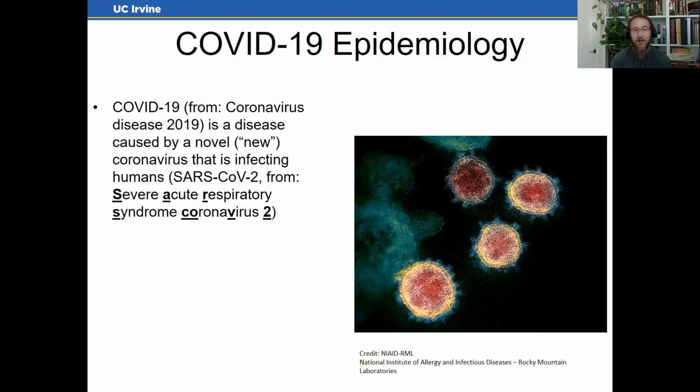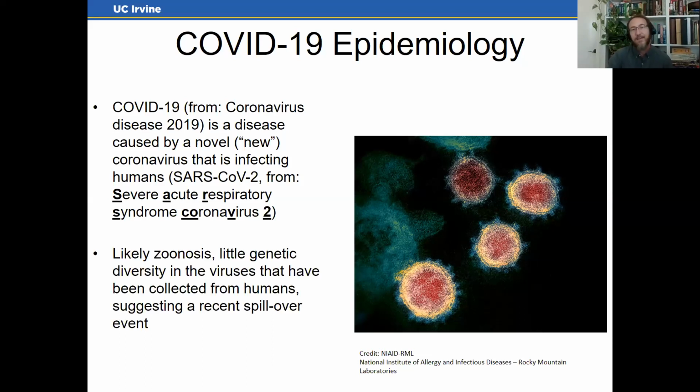This is a disease that's caused by a new coronavirus that is infecting humans, new to humans anyway, and it's referred to as SARS-CoV-2, from severe acute respiratory syndrome coronavirus 2. It's a mouthful. Likely, this is a zoonosis, meaning that it probably jumped into the human population from a non-human population.